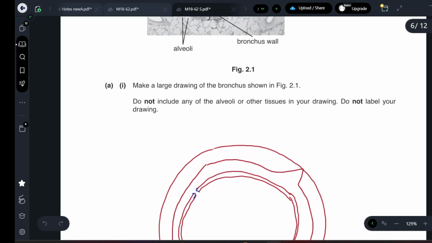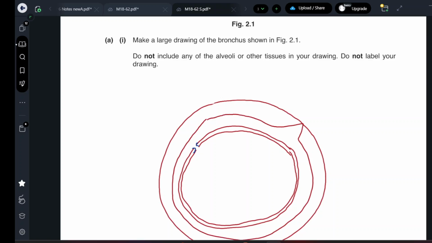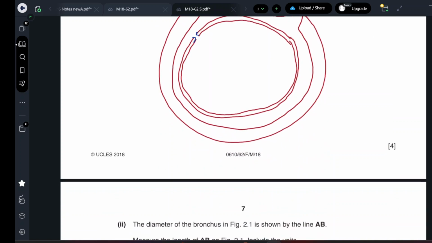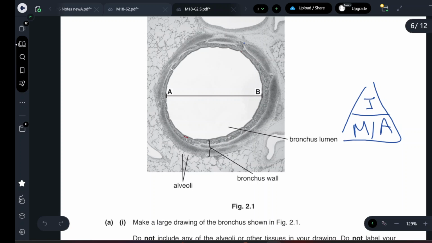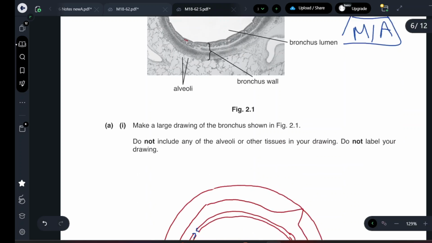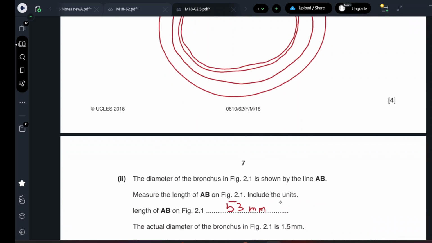After the drawing question, you will have a magnification question. The magnification question asks you the diameter of the bronchus is shown by the line AB. Line AB on the image you will measure using your ruler. Say the number is 53 millimeters, it is 5.3 centimeter. You will change it into millimeter by multiplying by 10, and you have to include the unit.